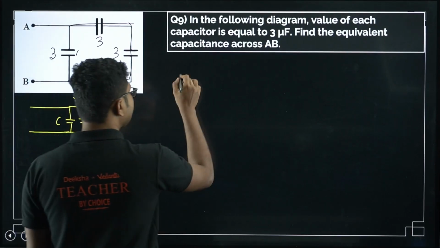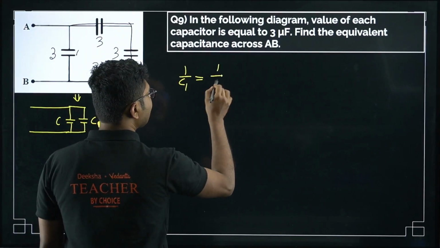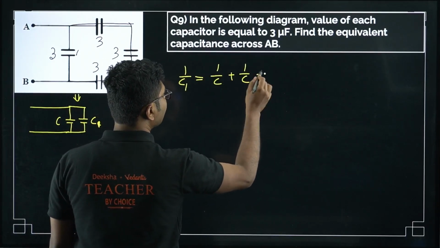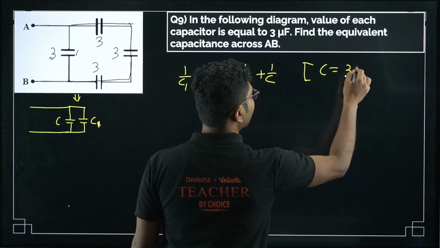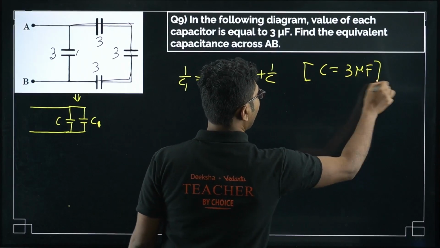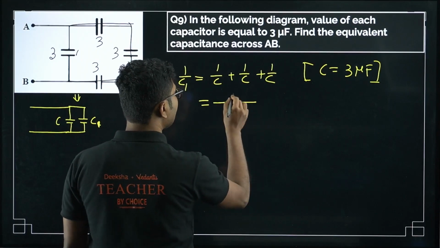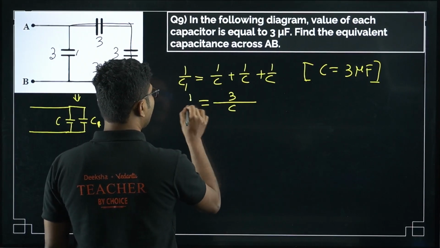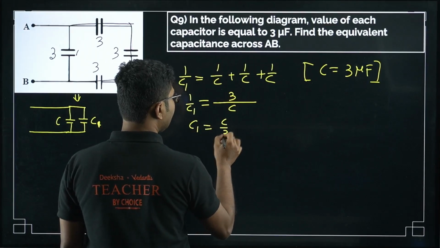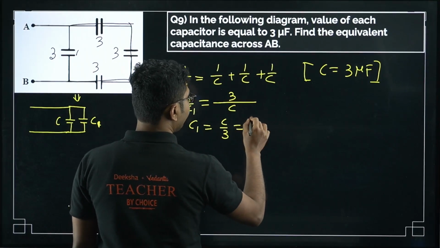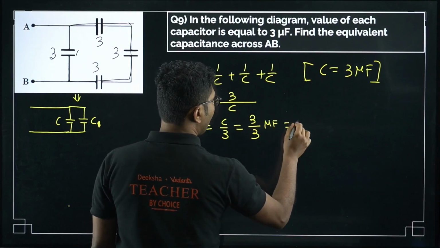This is a capacitor, so 1 by C1 equals 1 by C plus 1 by C plus 1 by C. C is 3 microfarad. Right, so 3 parallel capacitors connected in series. So this is the formula, right? So 1 by C1 is equal to 3 by C. So C1 is C by 3, that is 3 microfarad by 3, that is 1 microfarad.